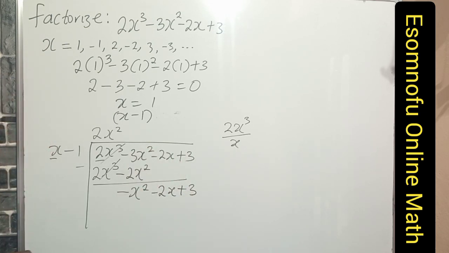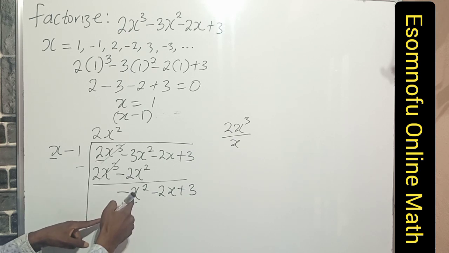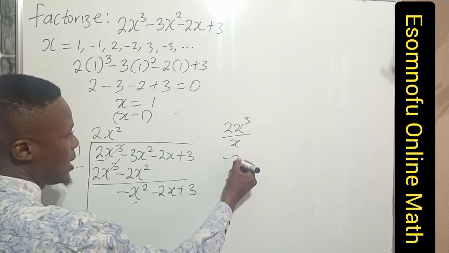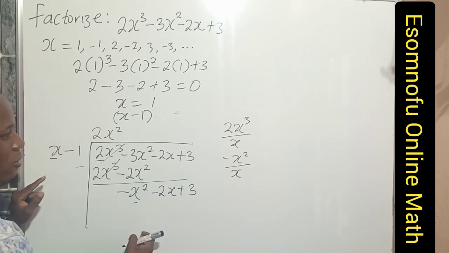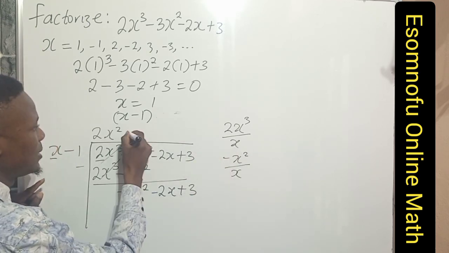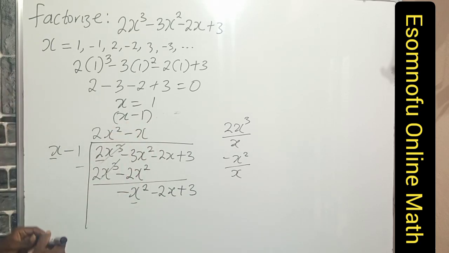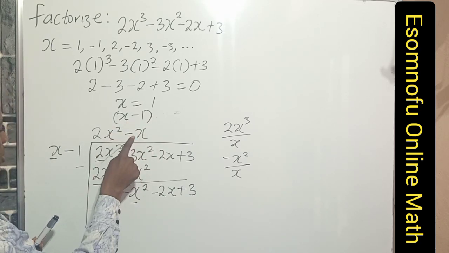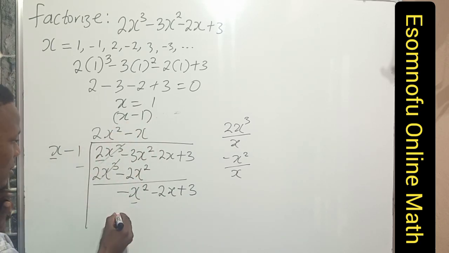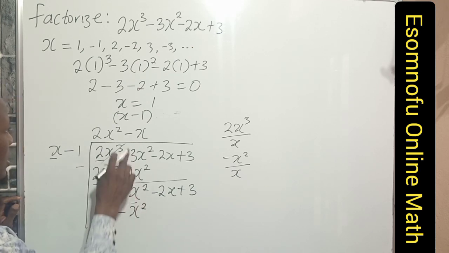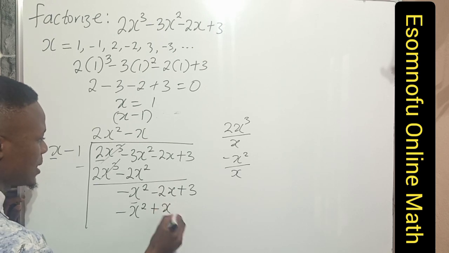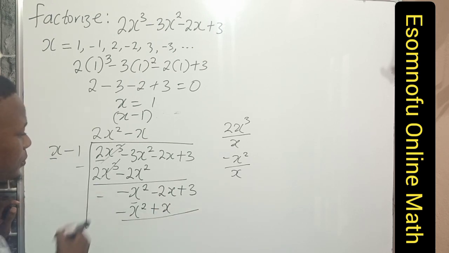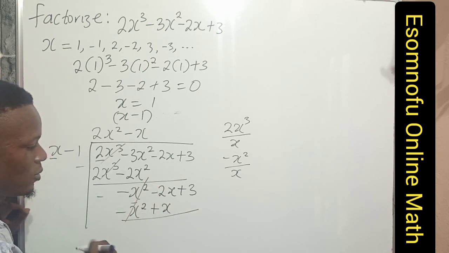You continue the division again. The highest term here is minus x squared. You have minus x squared divided by x, and that will give us minus x. You use minus x again. Minus x times x will give us minus x squared, and minus x times minus 1 will give us plus x. You subtract. This has cancelled out because they are equal.